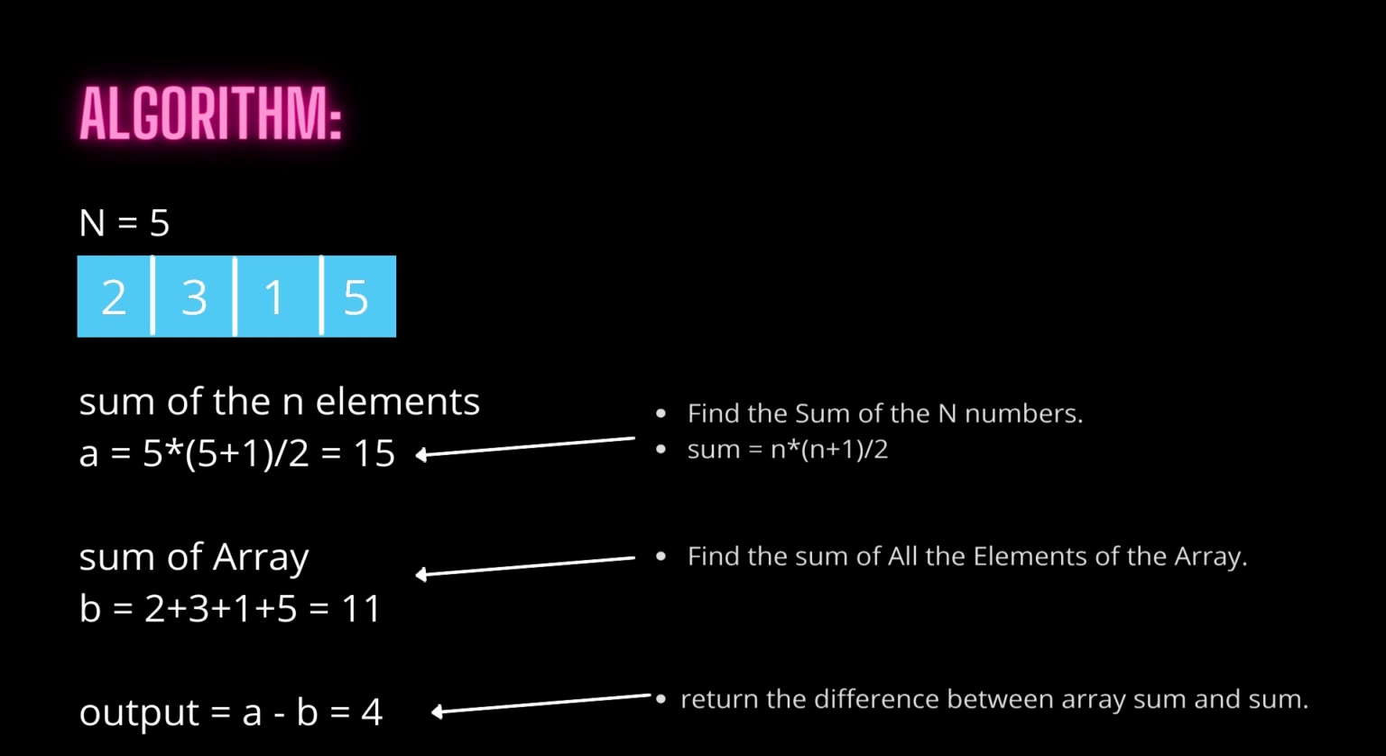Then we'll find the sum of all the elements in the array. So we'll store it in variable b. b equals 11. Then for the output, we'll subtract a minus b, and the output is 4. So 4 is the missing number in the array.